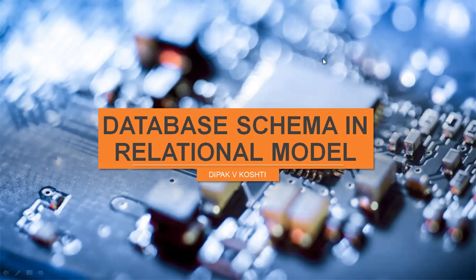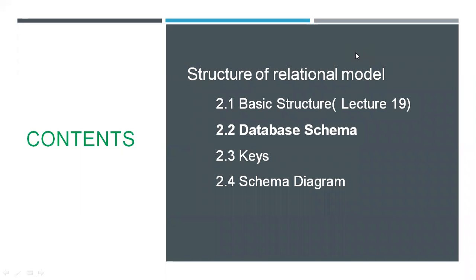Welcome to the second lecture of chapter 2, that is database schema in relational model. The contents we have already started in lecture number 19, that is structure of relational model, in which we have seen the basic structure of relational model. In this lecture number 20, we'll see database schema, and the remaining parts, keys and schema diagram, we will see in the coming lectures. So let us start with database schema.